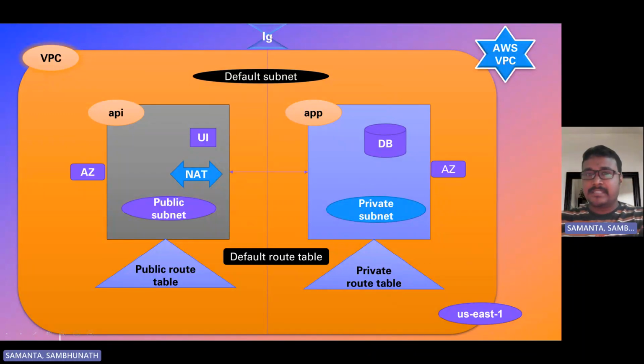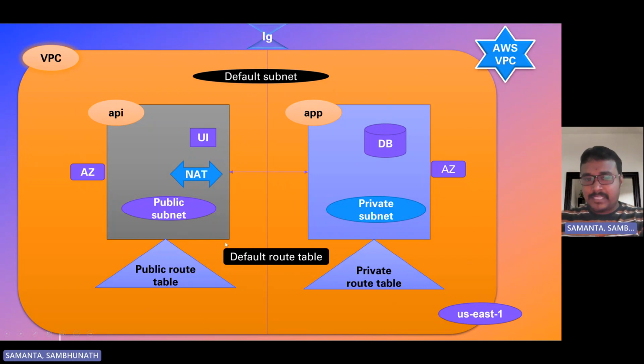So internet gateway is the one which will help you to communicate to your private VPC from the public internet. Okay, and NAT gateway is the one which will help you if you want to communicate from the private subnet to the public internet. Then by using NAT gateway you can communicate.